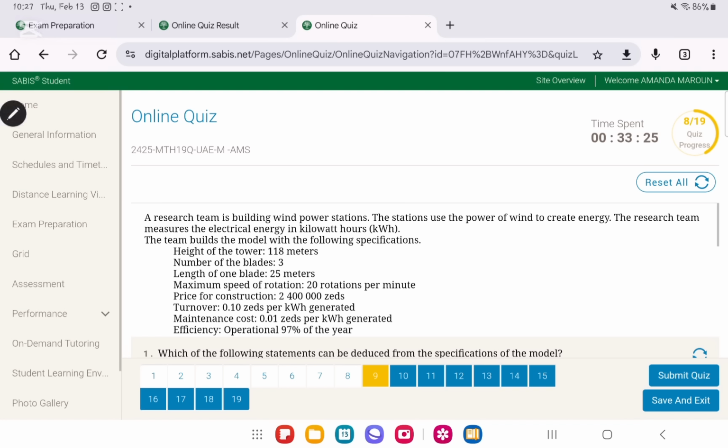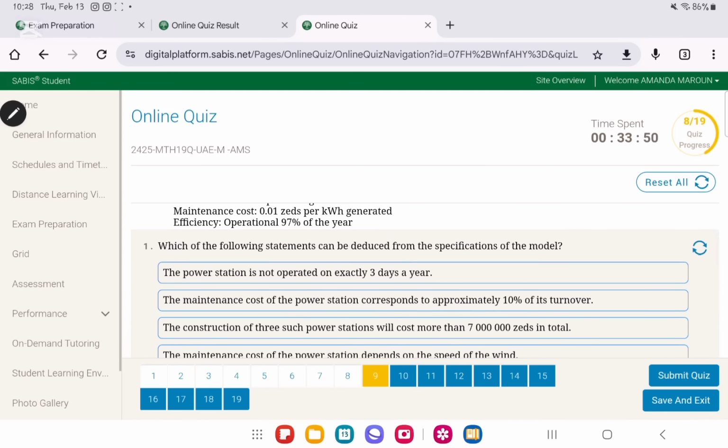2,400,000 Zs. Then the turnover is 0.10 Zs per kilowatt hour generated. However, the maintenance is 0.01 Zs per kilowatt hour generated. And finally, the efficiency is that it's operational 97% of the year. Now, we go down. In part 1, they're saying which of the following statements can be deduced from the specifications of the model. Based on the specifications of the model, one of the options is that the power station is not operated on exactly 3 days of a year.